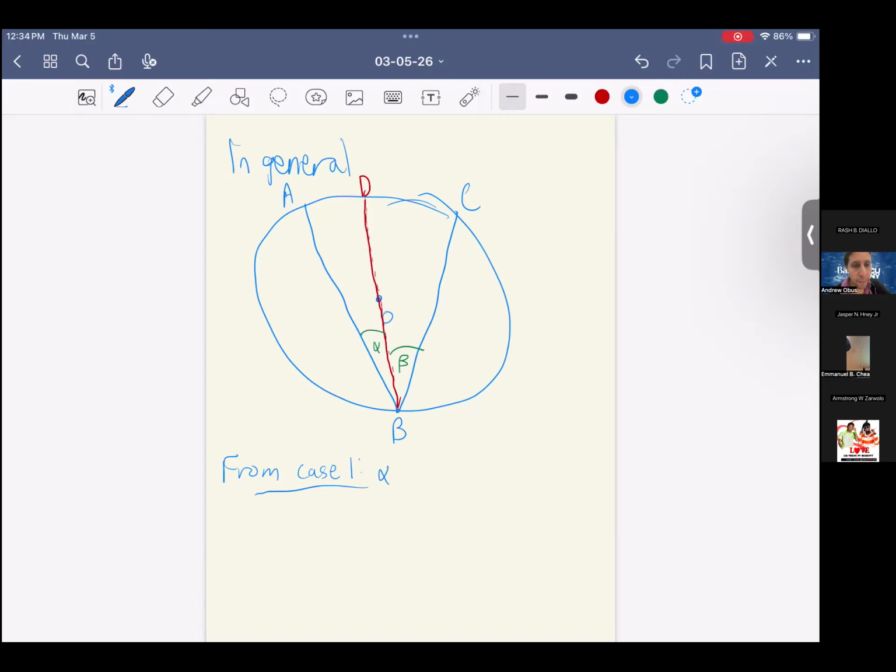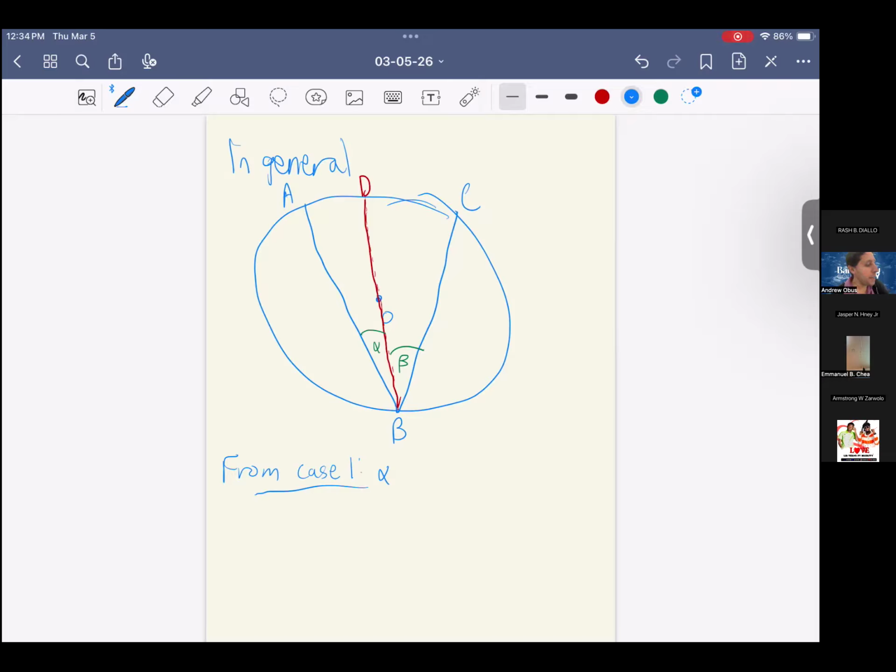Yes, Enoch. Because this diagram is not really drawn to scale, I want to know if the measure of ABD is equal to the measure of DBC, which is if angle alpha is equal to angle beta. I'm not claiming that. I don't want to give that impression. There's no reason for them to be equal.